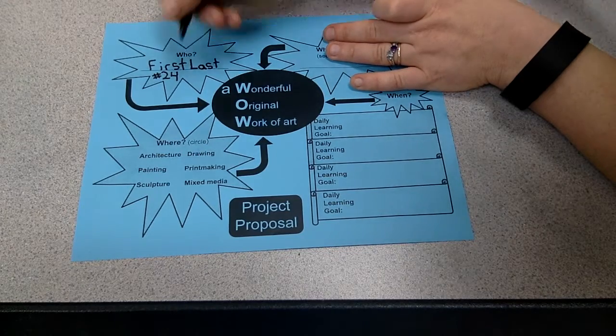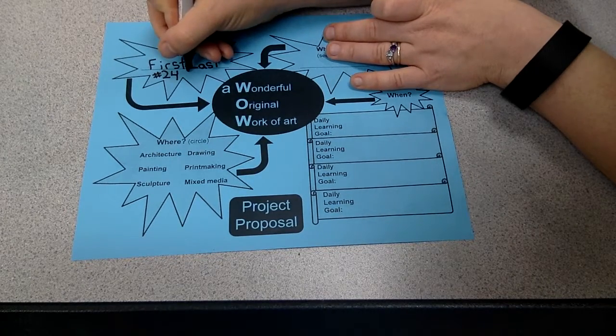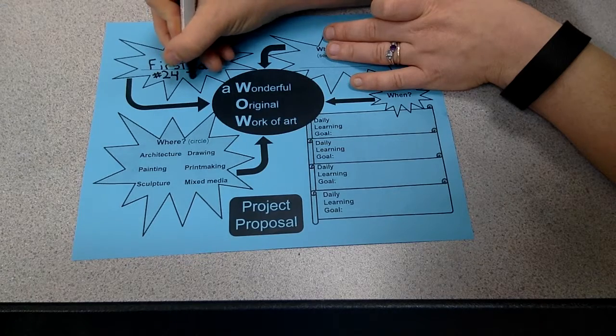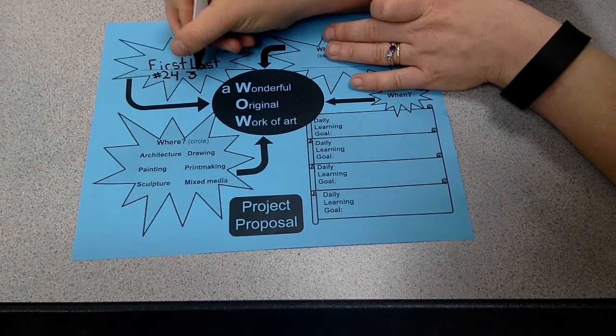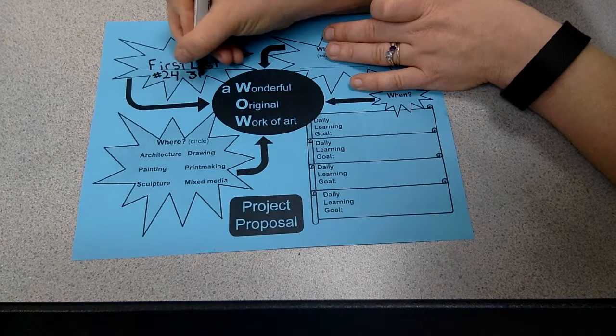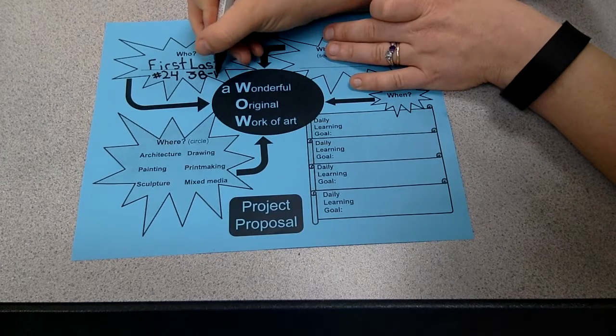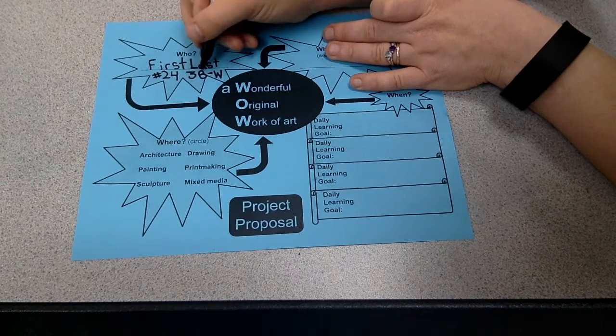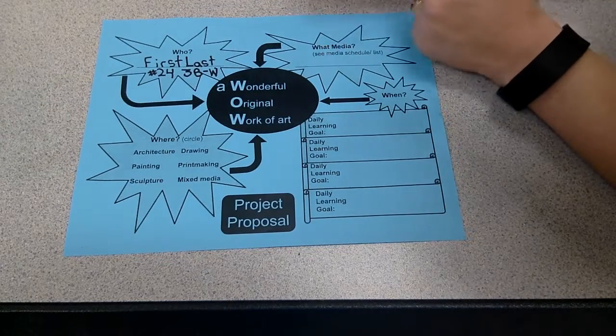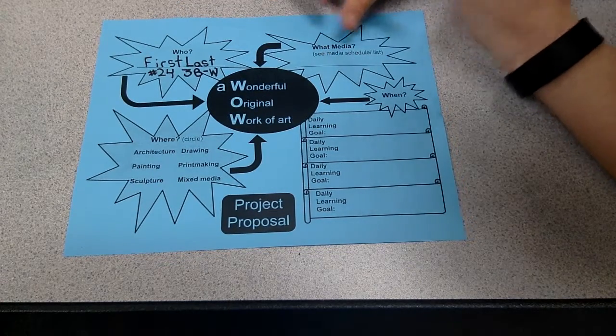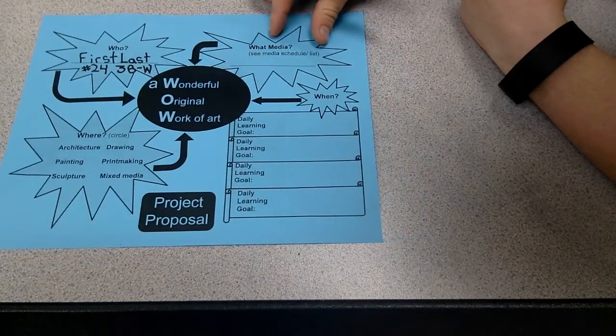But finally, let me just teach you what it is. It is the grade you are in, your teacher's last name initial, so the first letter of their last name, and then a dash, and the day you have art. So we'll say this is 3rd grade Bowerly Wednesday. After you have put down your name, we are going to go over to media.